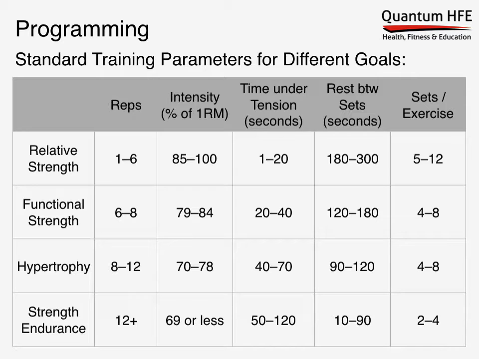So here we see our quick overview of the standard training parameters for different goals. Depending on the exercise and depending on the session, we may well be going for more strength endurance parameters, as you see at the bottom. As we start to become more of a weightlifting-esque program, you're probably going to find you start to look more towards the relative strength recommendations, at least within the rep range and time under tension, even if it's not necessarily with the actual.